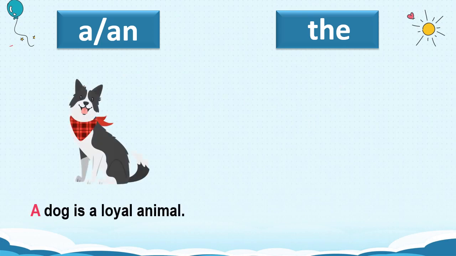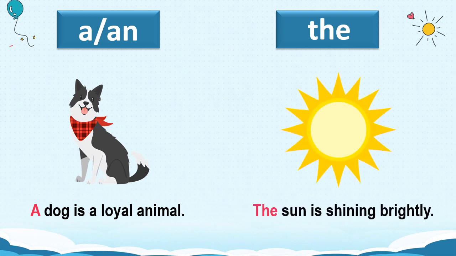A dog is a loyal animal. We use a dog because it refers to any dogs in general. The sun is shining brightly. There is just one sun in the world, so it's specific.